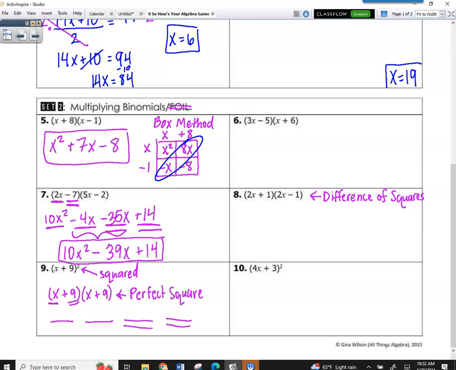What's x times x? X squared. What's x times 9? 9x. What's 9 times x? 9x. What's 9 times 9? 81. And then my terms in the middle will combine. So I got x squared plus 18x plus 81.